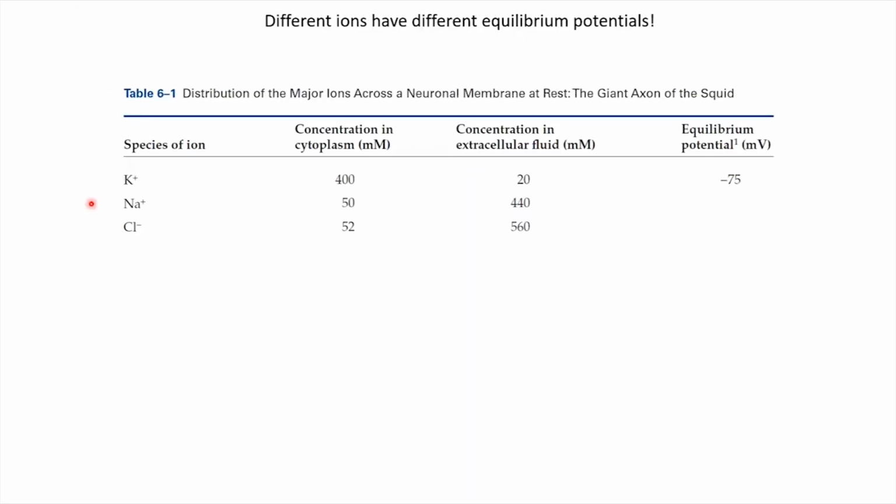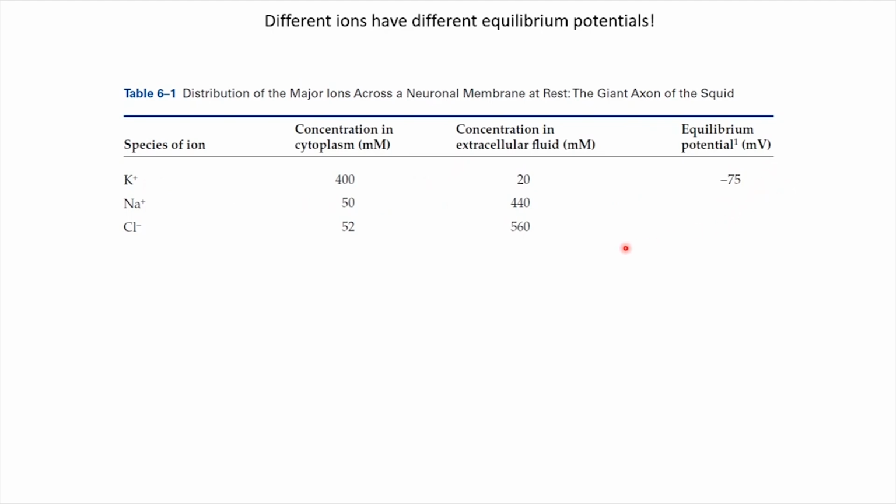So let's consider the equilibrium potentials of different ions. Because the equilibrium potentials depend on the concentrations inside and outside and the charge of the ion, and because these concentrations can be different, we can have different values of equilibrium potentials for different ions. So for potassium, K+, the equilibrium potential is around -75.